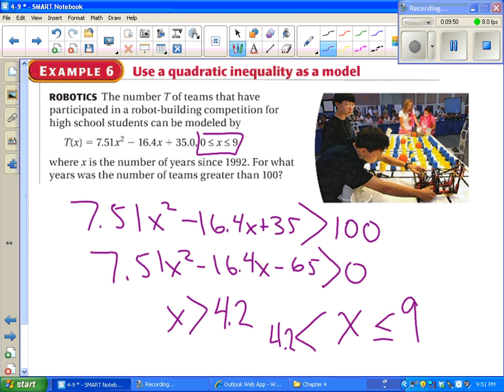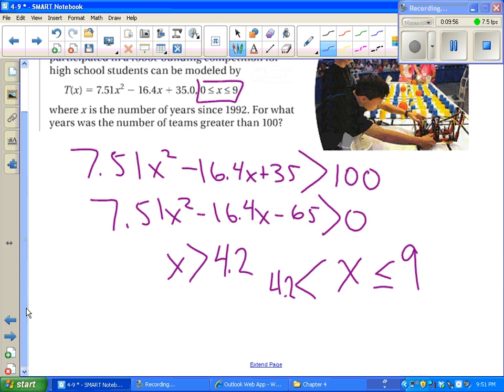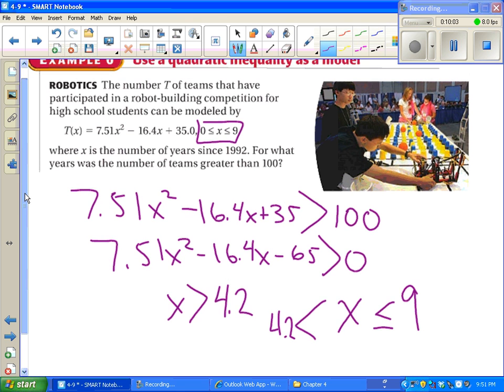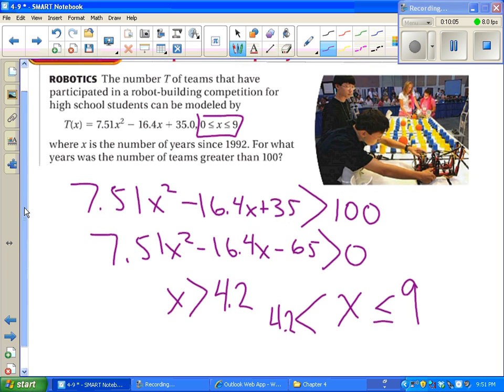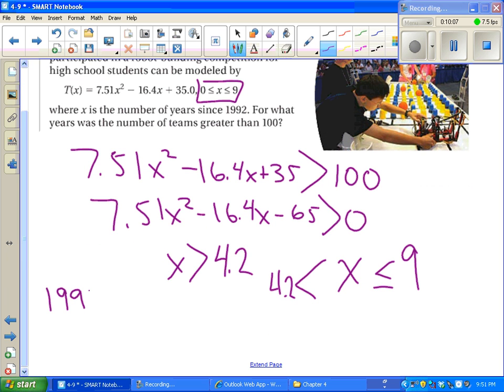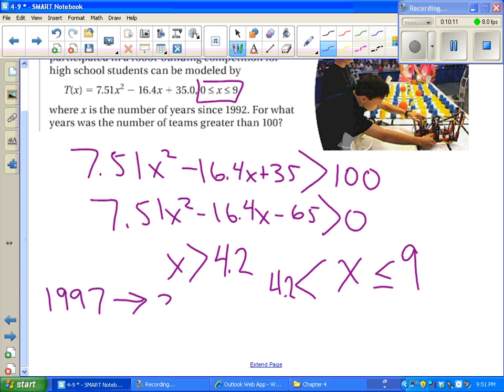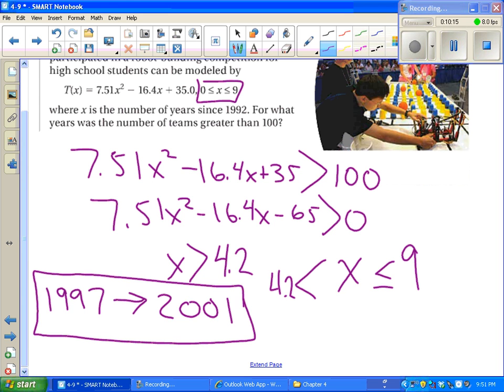And we want to know what years, we're still not done actually, we want to know what years the number was greater than 100. So we want values of x bigger than 4.2. The first year bigger than 4.2 would be 5. So we add 5 to 1992, 1997, then we add 9 to 1992, 2001. There's our final answer.